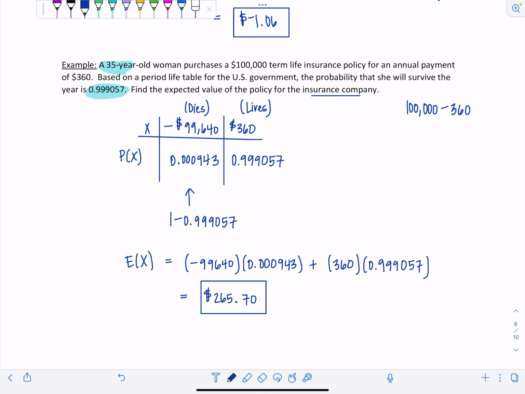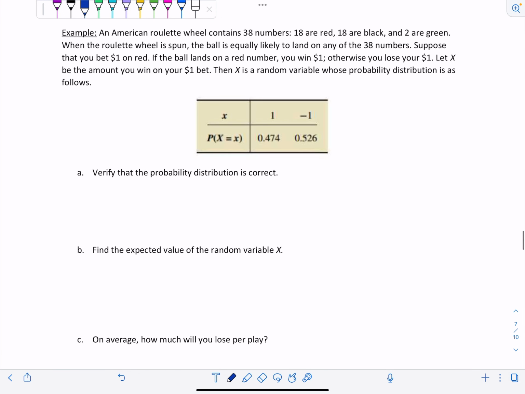Okay, enough with morbidity. Let's go back to gambling. Maybe it's a little more fun. An American roulette wheel contains 38 numbers. 18 are red, 18 are black, and 2 are green. When the roulette wheel is spun, the ball is equally likely to land on any of the 38 numbers. Suppose that you bet $1 on red. If the ball lands on red, then you win $1. Otherwise, you lose your dollar. Let X be the amount you win on your $1 bet. Then X is a random variable whose probability distribution is as follows.